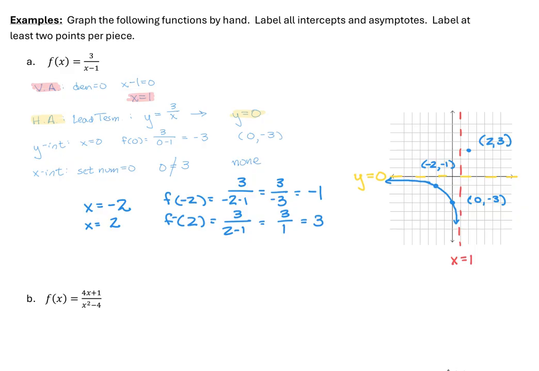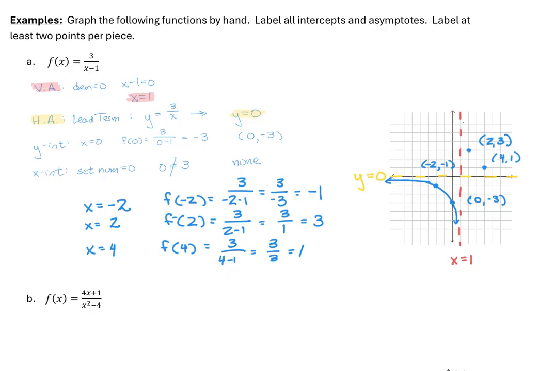All right, that's 1 point. Now we do need one other point, and I'm going to plug in x equals 4. And if we plug in 4, we get 3 over 4 minus 1. This is 3 over 3, which is equal to 1. And so we have another point at (4, 1). These are not the only points that you can find, but these are probably going to be the nicest points that you can find.